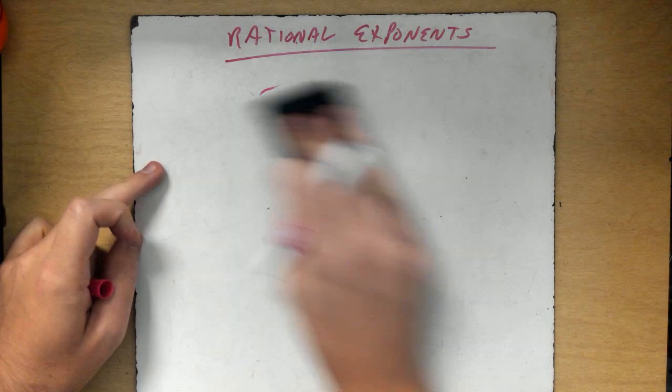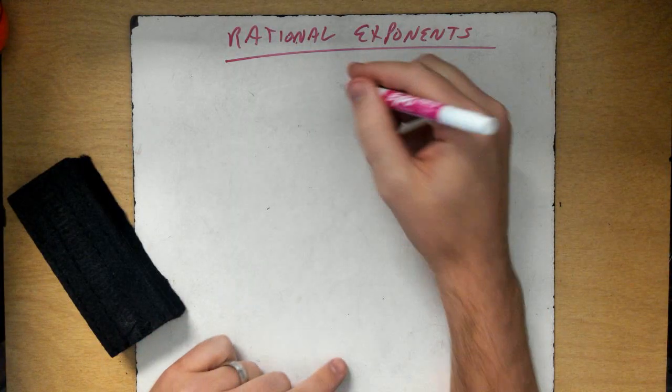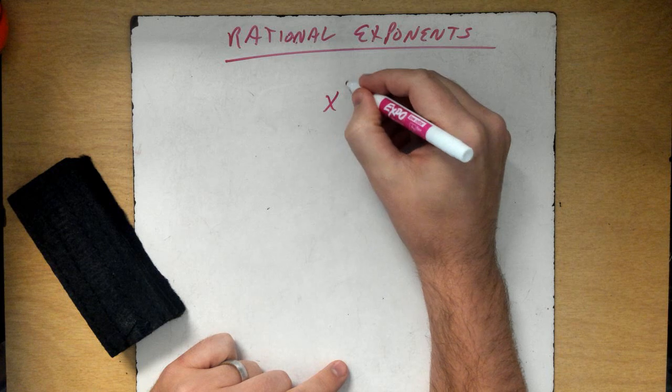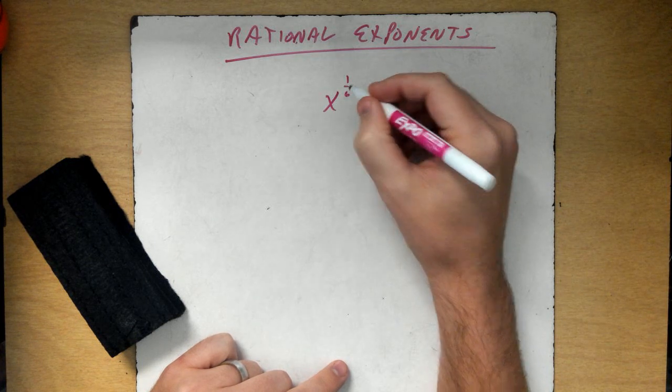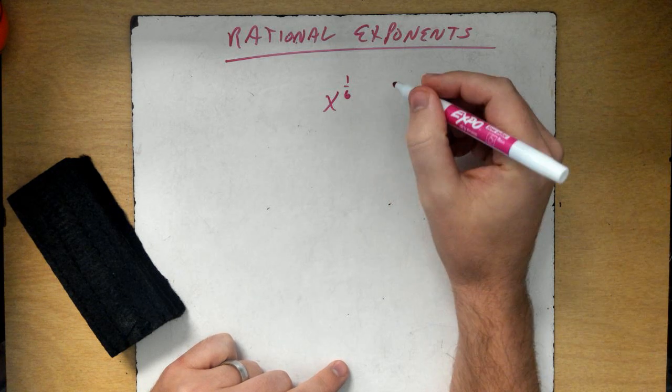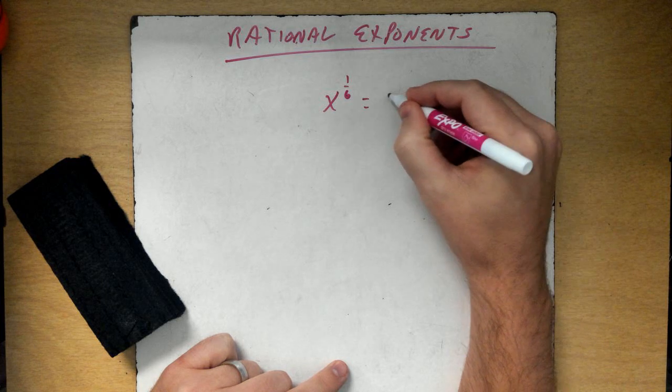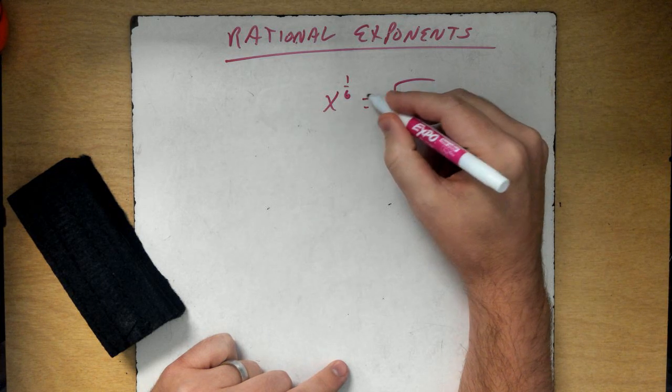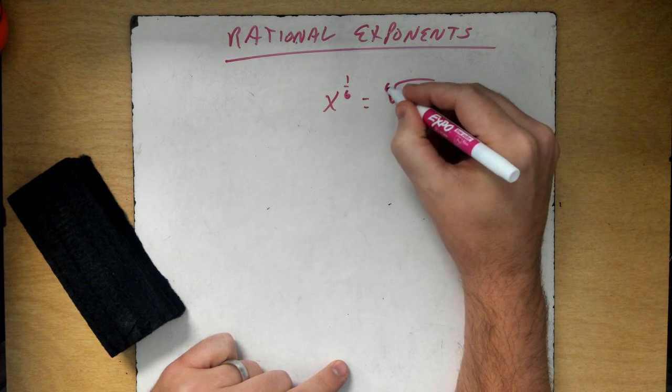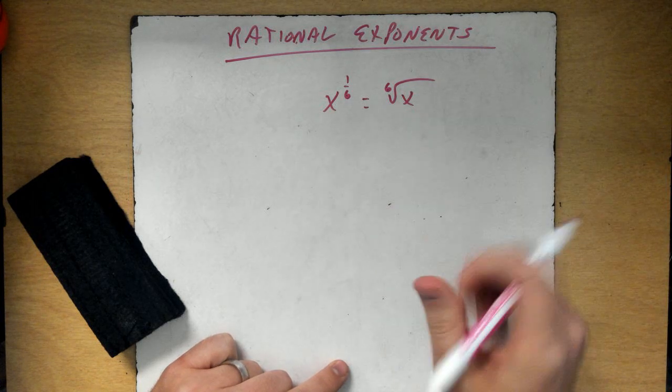Just to show you again, if we had x to the 1/6 power, that's the same thing as x with a root, and whatever our bottom number is, 6, is going to go here. So the 6th root of x, okay?